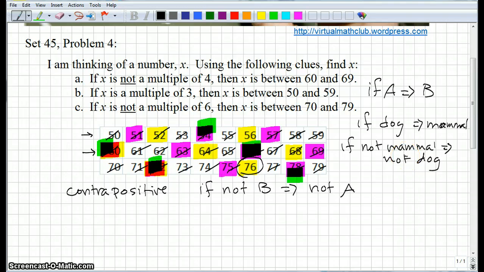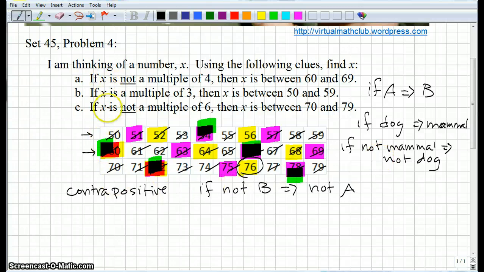You know, there are some other things like the converse. If I said if mammal, then dog, that wouldn't necessarily be true, right? I mean, some mammals are dogs, but some mammals are also cats, and some mammals are mice, and some are cheetahs. So the converse of the statement would not be true, but the contrapositive is true.